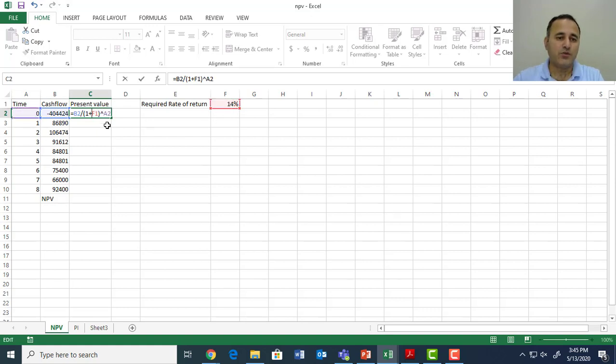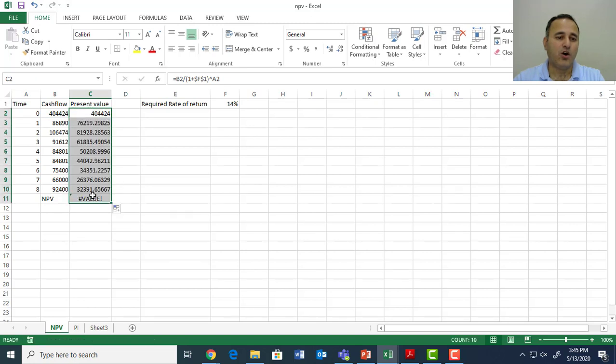What we have to do is lock this cell for the interest rate, because you will be using the same discount rate for all discounting, for calculating all present values. So press F4 and that cell is locked. And once I double click here, all the values are calculated. Then I can auto sum here, confirm the range and press enter.